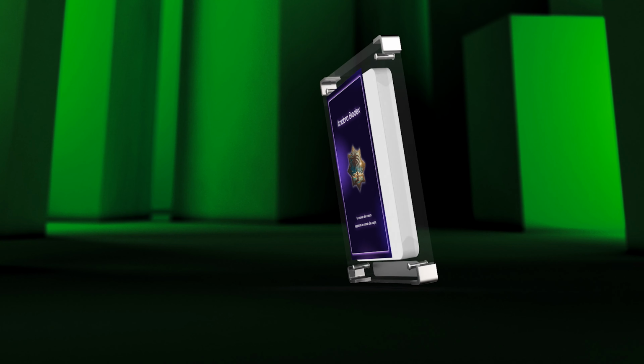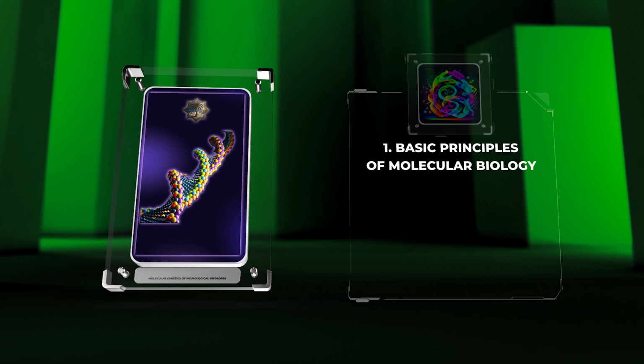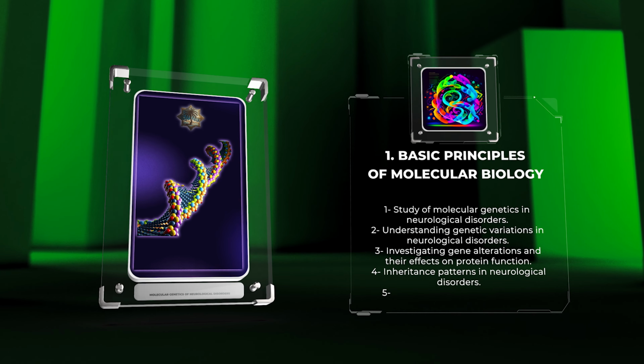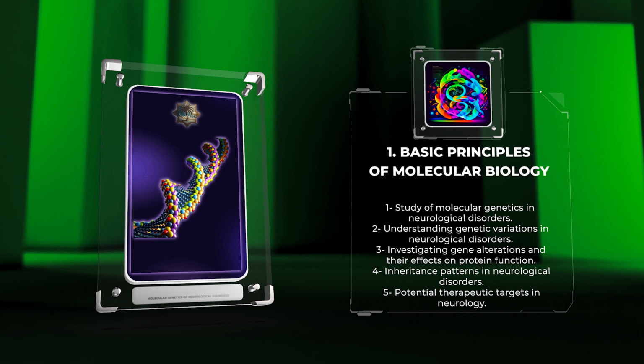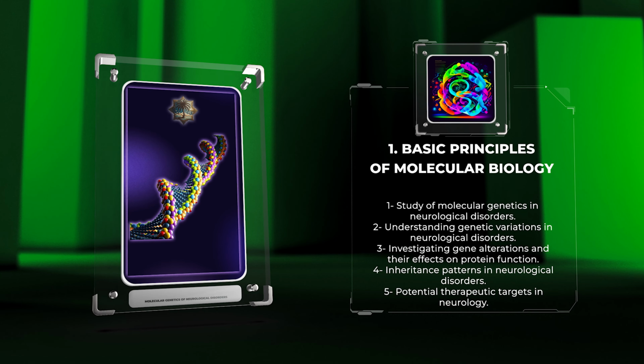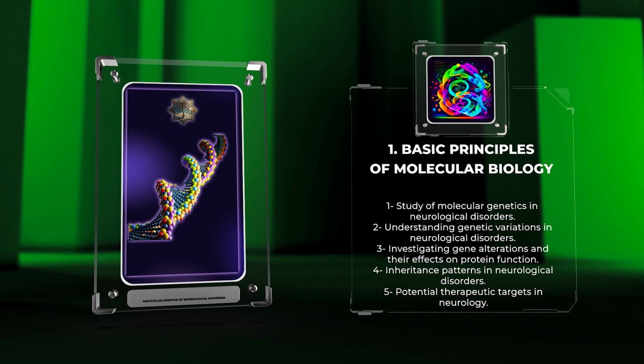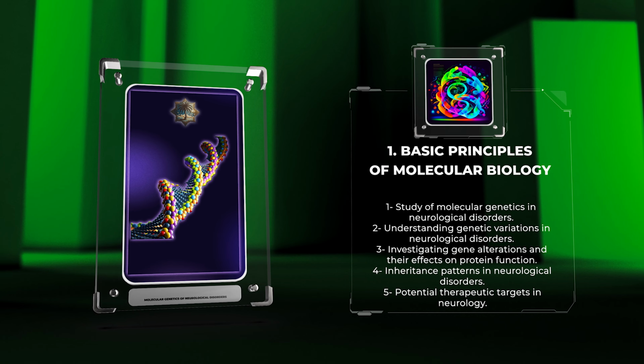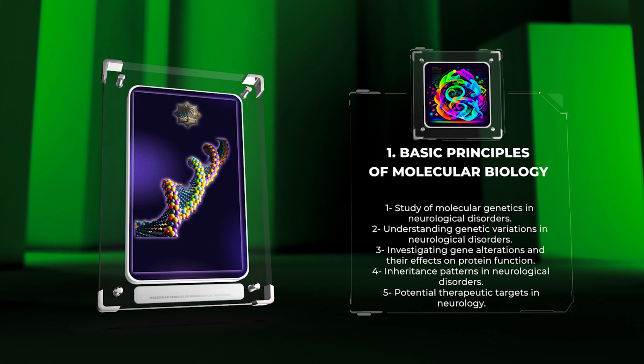The study of molecular genetics in neurological disorders focuses on understanding how genetic variations contribute to these conditions. It involves investigating gene alterations and their effects on protein function, inheritance patterns, and potential therapeutic targets. This knowledge is essential for personalized medicine and improving patient outcomes in neurology.